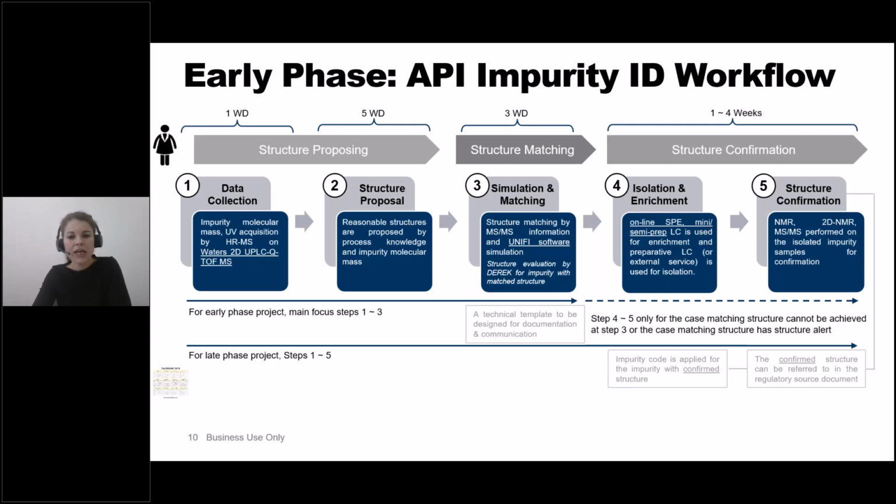the impurity at hand, and then we do an evaluation by direct to see if there is a potential mutagenicity alert in silico. In case indeed we do observe there is either an in silico alert, or the structure cannot be, let's say, with the Unify matching sufficiently clarified, we would go with isolation and enrichment.